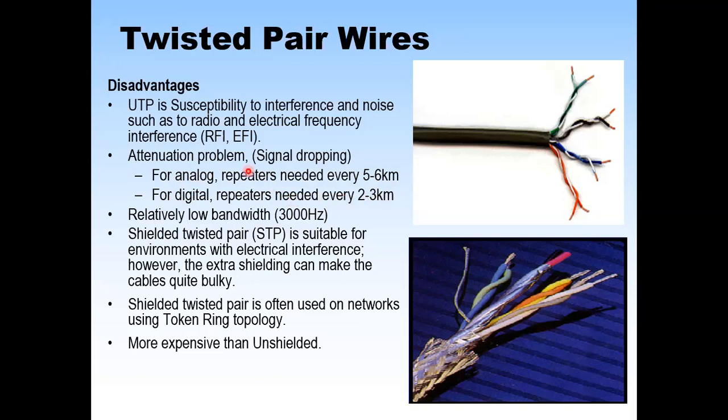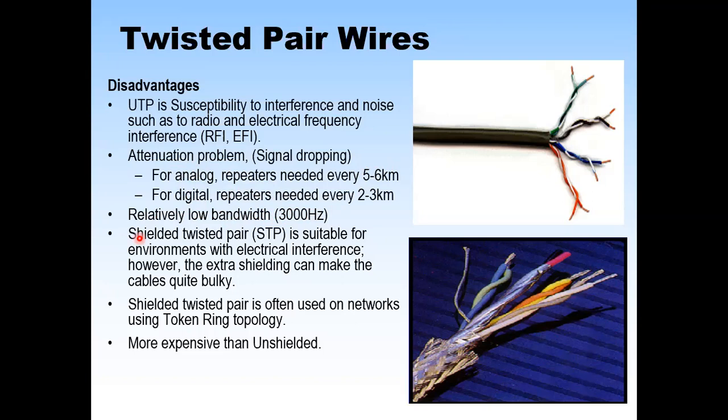For digital, repeaters are needed every 2 to 3 kilometers. Since I have discussed earlier that an analog signal can travel a far distance, analog repeaters are needed after 5 to 6 kilometers, and for digital data transmission, repeaters are needed after every 2 to 3 kilometers. Relatively low bandwidth: 3000 hertz.